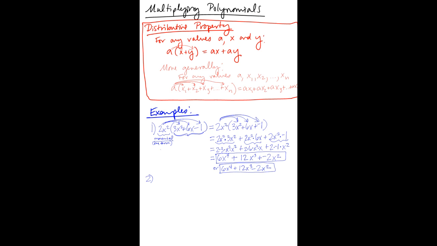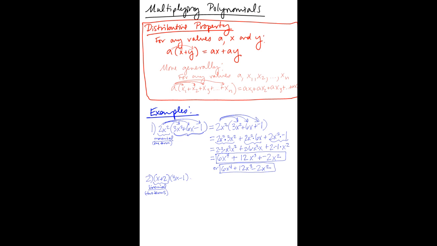Let's try another one. So we know how to multiply a monomial by a polynomial, because we can just use the distributive property to do it. But what happens if we have a binomial, something with two terms? So let's pick something nice and simple. For example, x plus 2 times 3x minus 1. This is a binomial. In other words, it has two terms.